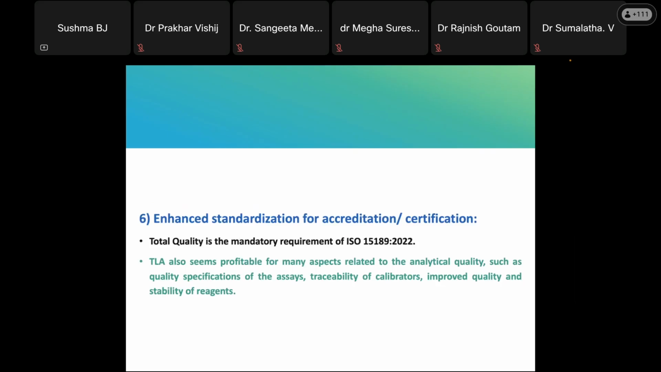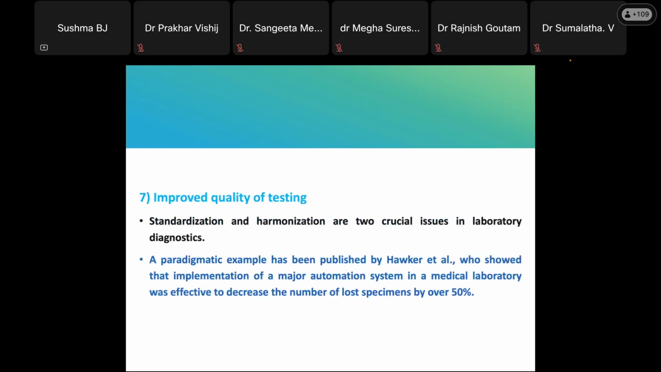By adopting this automation process, most of the errors are reduced, the SOPs are almost automatically updated, and the human workload decreases, and total automation will ensure the quality of the results and the quality control. So it seems to be profitable for many aspects related to analytical quality, such as the quality specification of the assay, traceability of the calibrators, and improved quality and stability of the reagents. Then improved quality of testing.